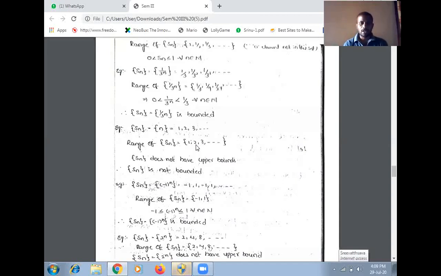Supremum does not exist. But already we get only the infimum value. So here 1 is the infimum of Sn. Supremum does not exist. So Sn is not a bounded sequence.